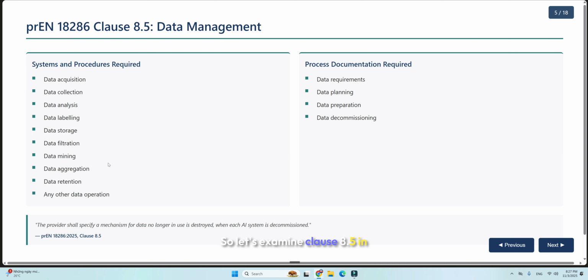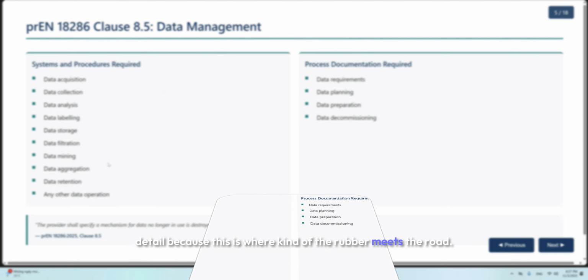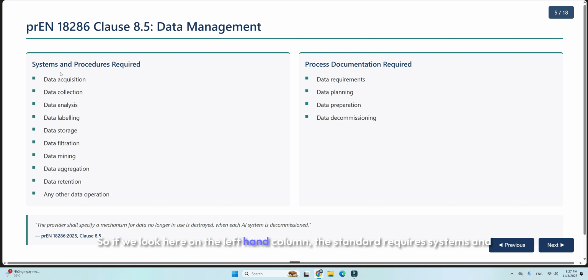So let's examine clause 8.5 in detail, because this is where the rubber meets the road. If we look here on the left-hand column, the standard requires systems and procedures for all 10 operations listed in the AI Act, from data acquisition through to retention, and no gaps are permitted. If your AI system involves training data, you must have documented procedures for how the data is acquired, collected, analyzed, labeled, stored, filtered, mined, aggregated, and retained.